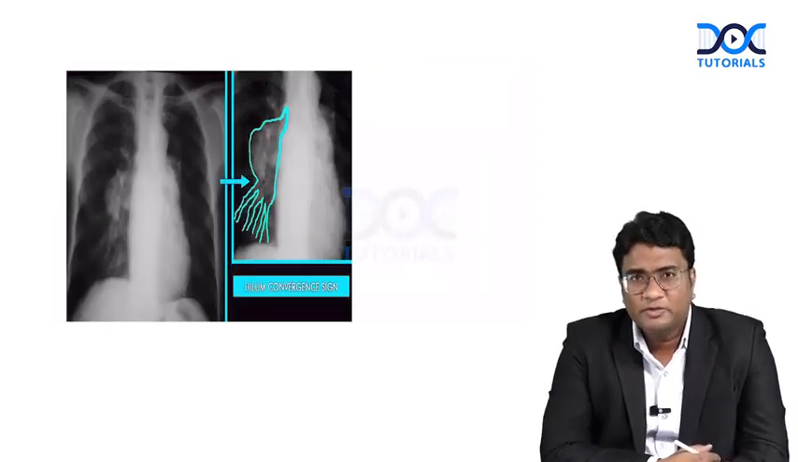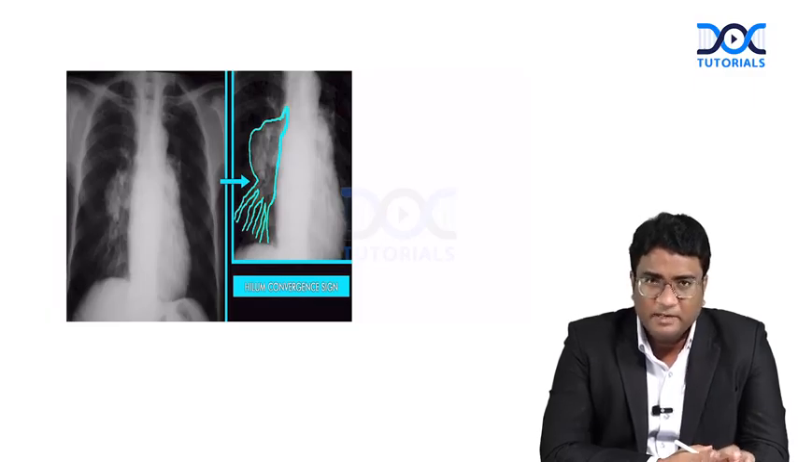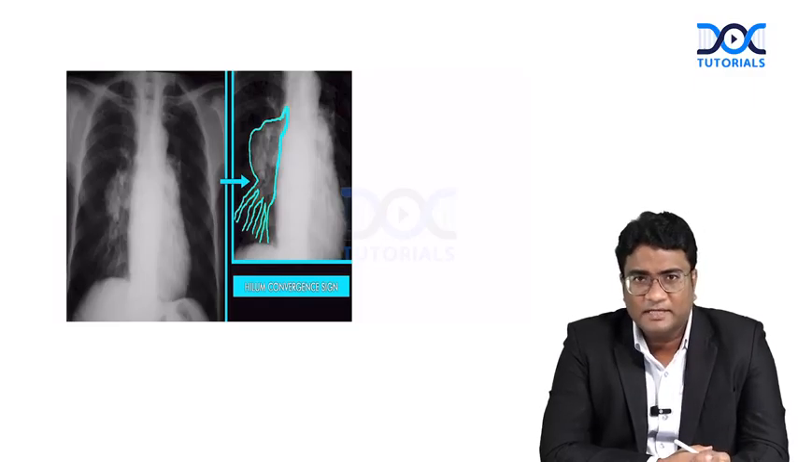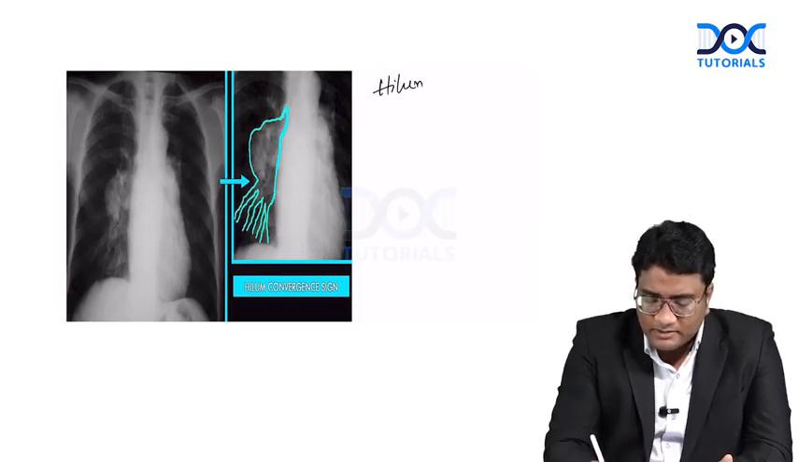A very common confusion we will have is when you are looking at the hilum. Is it a prominent pulmonary artery or is it a hilar mass there? So for that we have a sign called as hilum convergence sign.